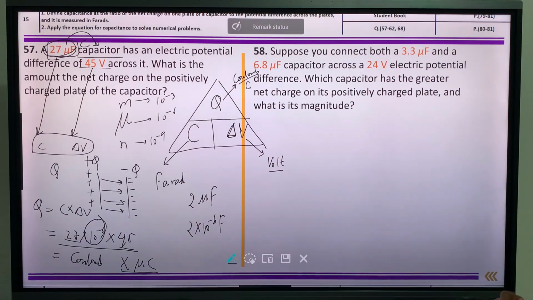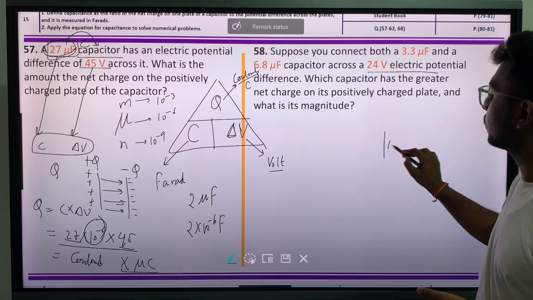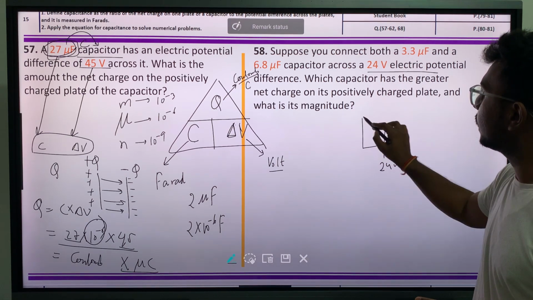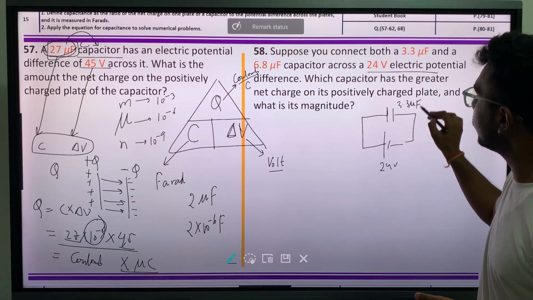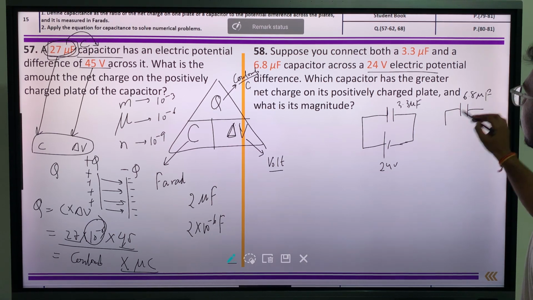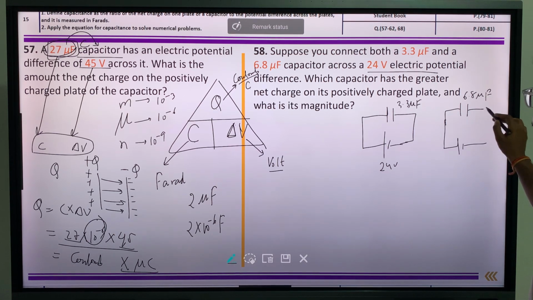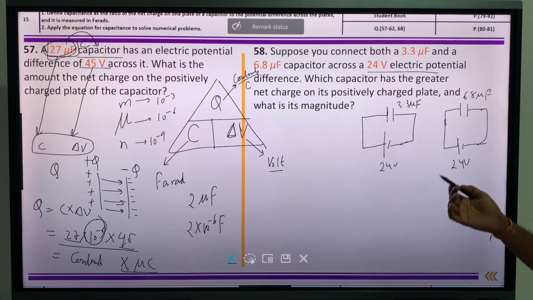Moving to the next. Suppose you connect both a 3.3 microfarad and a 6.8 microfarad capacitor across a 24 volt electric potential. So imagine there is a battery, 24 volt. I connected a capacitor which is 3.3 microfarad, and another time I connected a capacitor, this is a sign of capacitor, 6.8 microfarad with the 24 volt. Which capacitor has the greater net charge?